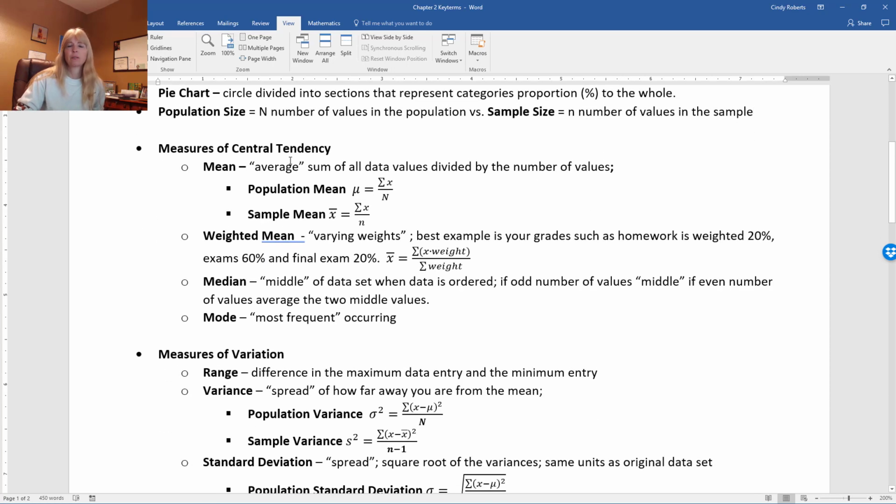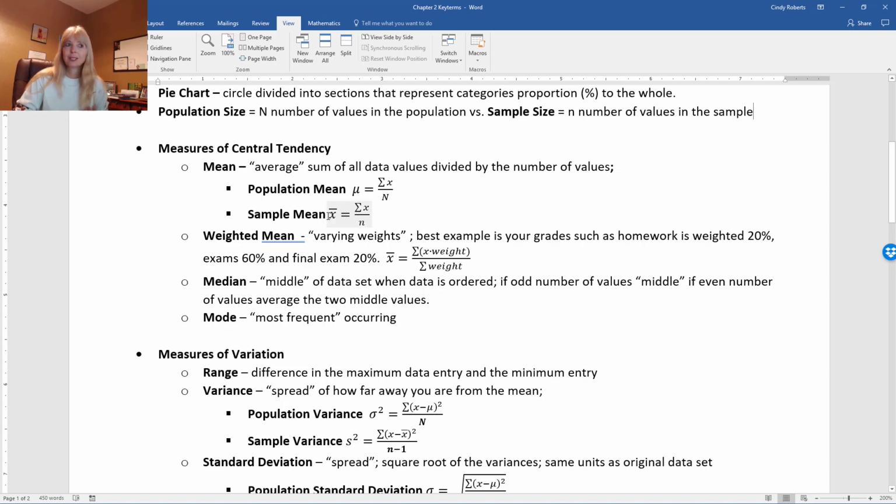All right, then we get into measures of central tendency, the mean, the average. You know how to take an average, right? You add up all your grades and you divide by the total number of grades. Well, we can have a population mean, where you're going to see all the Greek letters: mu is for population. That sigma means to add up all the values and then divide by the number of values. So you can see the only two differences between the population and the sample are that the population uses a Greek letter and uses a capital N for population size.